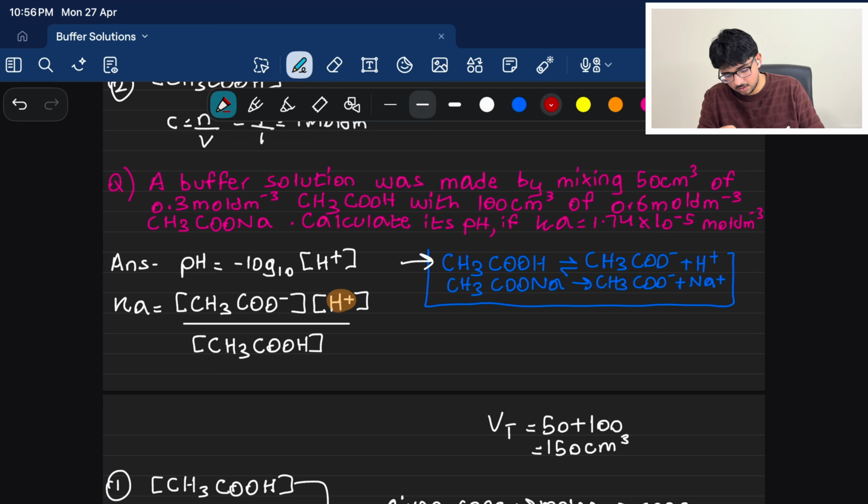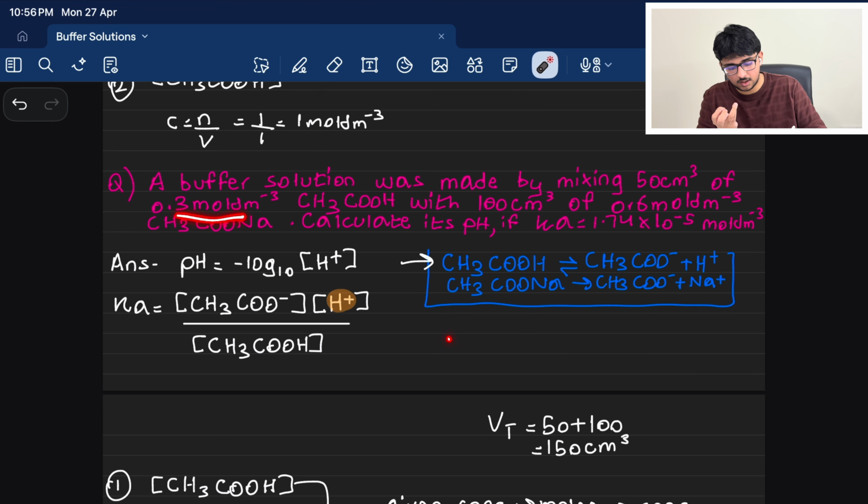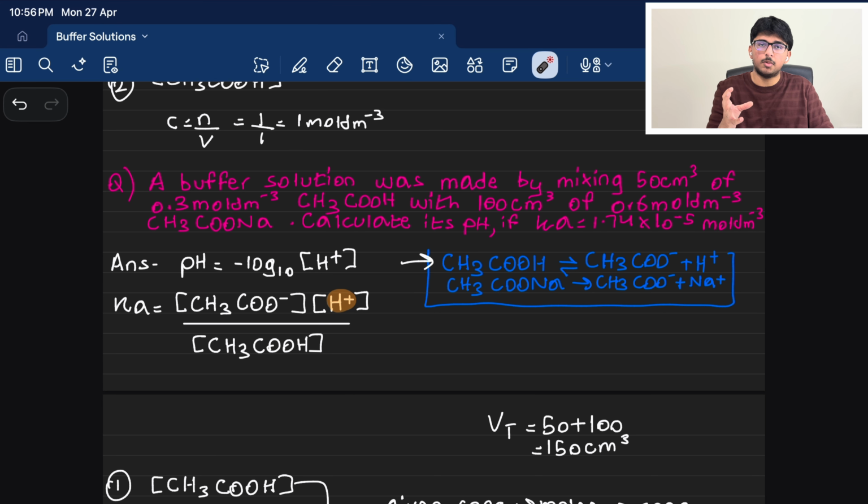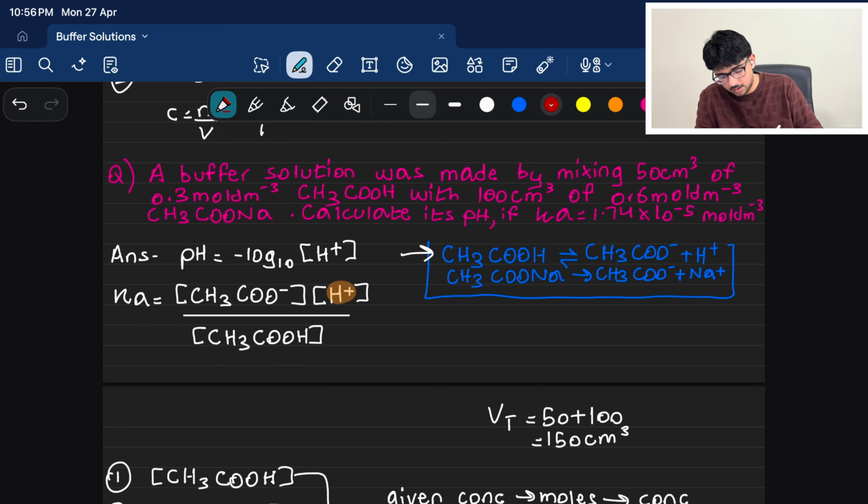So 0.3 multiplied by 50 over 1000. What are we now calculating? We are now calculating how many moles, what is the amount of acid that we're adding, because we don't have the amount of acid. The definition of moles, and you must have learned this in physics, is the amount of substance. So when you're calculating the moles, you're calculating how much of a quantity of acid you're adding. So 0.3 times 50 over 1000. You're adding 0.015 moles of acid into the container.